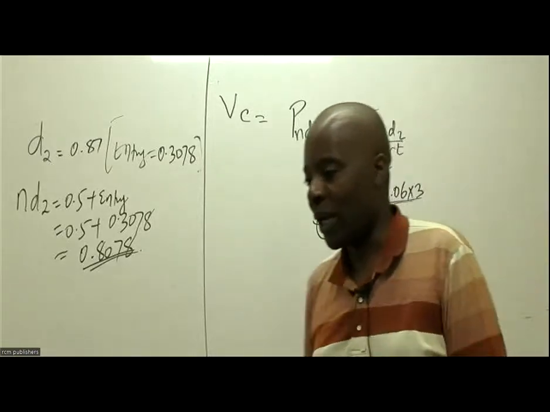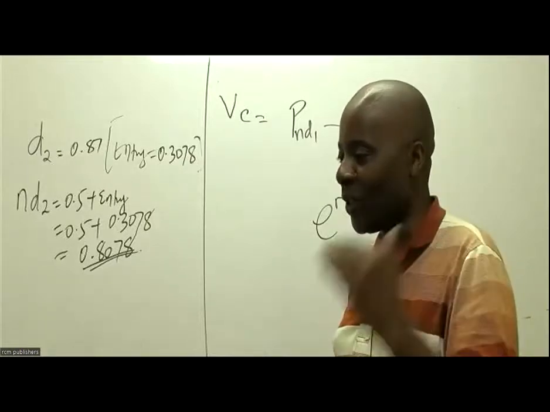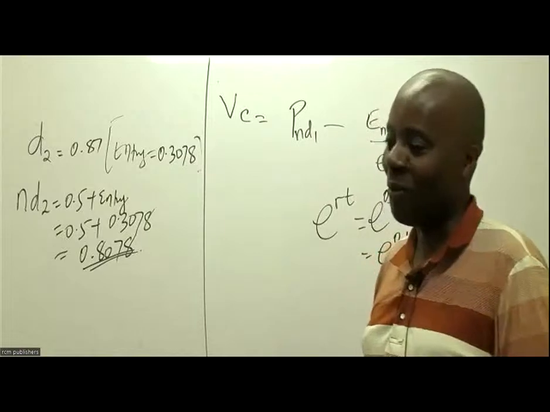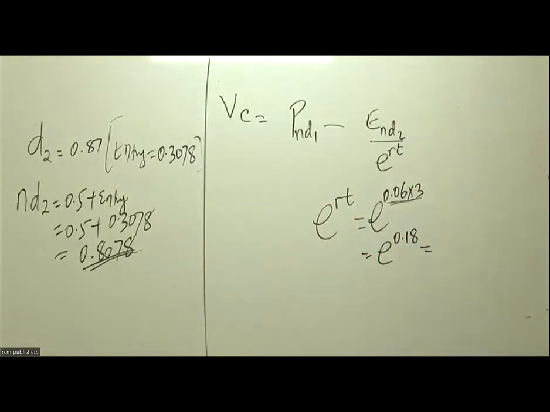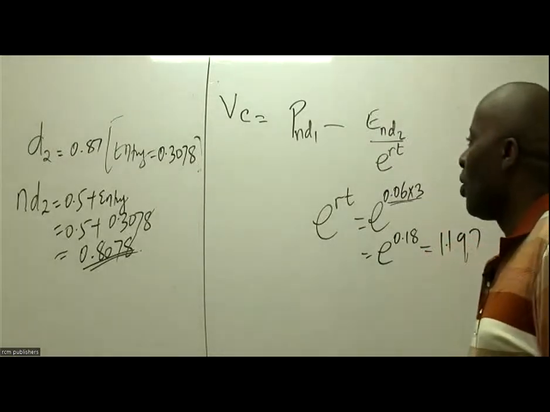E raised to 0.18. The most improved student is Eliza. She has made very good progress. So E raised to 0.18 equals who? 1.197 with a decimal there. Thank you very much. That is E raised to RT.